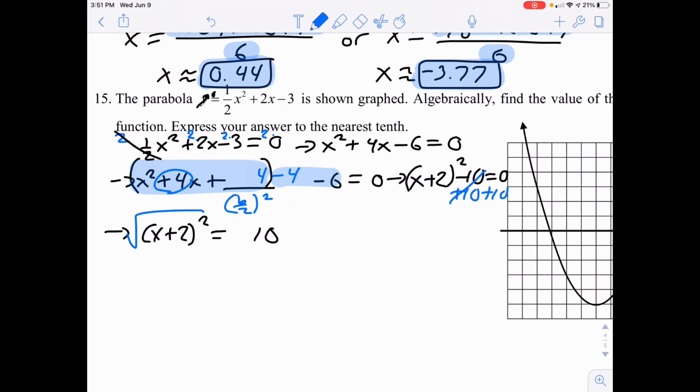Let's go ahead and square root both sides. X plus 2 equals plus or minus the square root of 10. Square root of 10 can really not be broken down anymore, because the factors of 10 are simply 1, 2, and 5. 1 times 2 times 5. That's what gives you 10. And none of those are perfect squares, so you can't really simplify that.